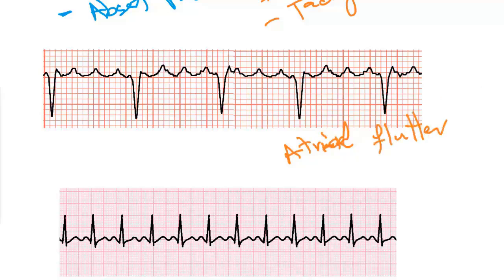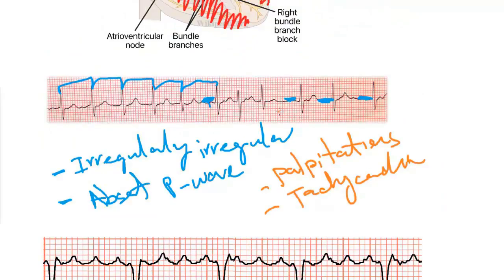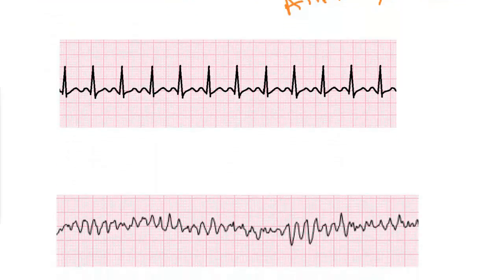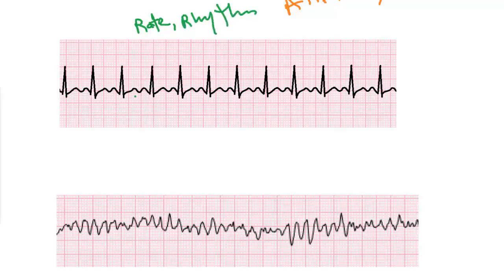And similar to the earlier one, which was atrial fibrillation, these patients present with palpitations, tachycardia, lightheadedness, and so on. All right, what do we have here? So remember, with the EKG interpretation, you can start with the rate, rhythm, and so on. So what's the rate in this patient?